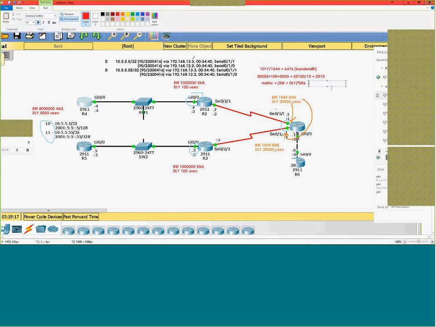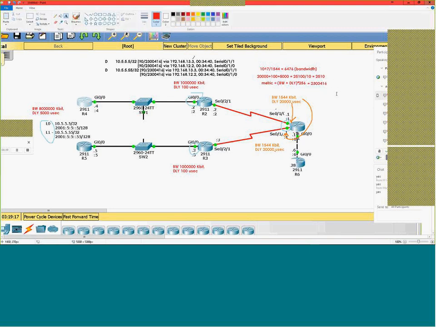$2300416. Hey, how about that? We calculated the metric. Yes. And by the way, the switches are transparent, which is why they don't come into play on the path selection.